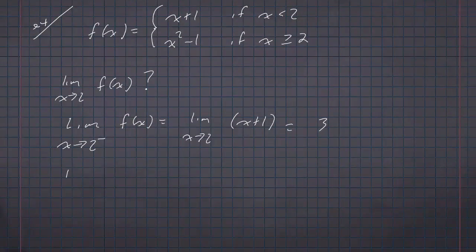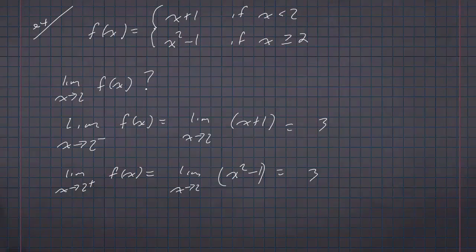And the limit as x approaches 2 from the right of f of x is going to be the limit as x approaches 2 of the function we see on the right, x squared minus 1, which is 4 minus 1, which is 3. And when the limit on the left and the limit on the right agree with each other, that's when the limit of the function is defined and exists. All right, so that's the basic idea.